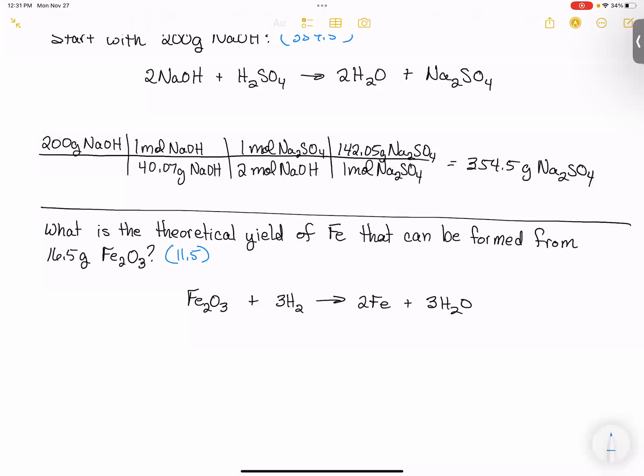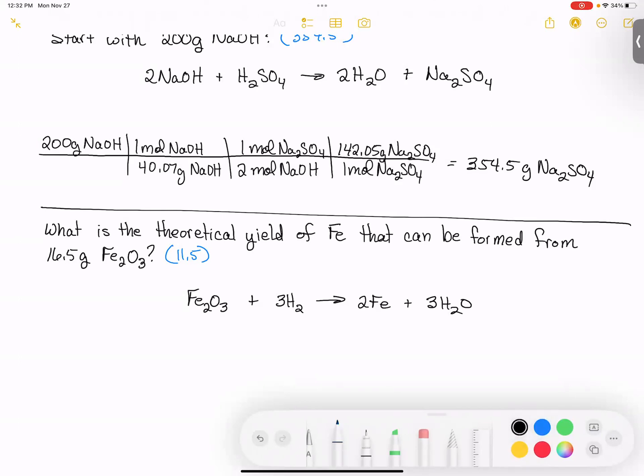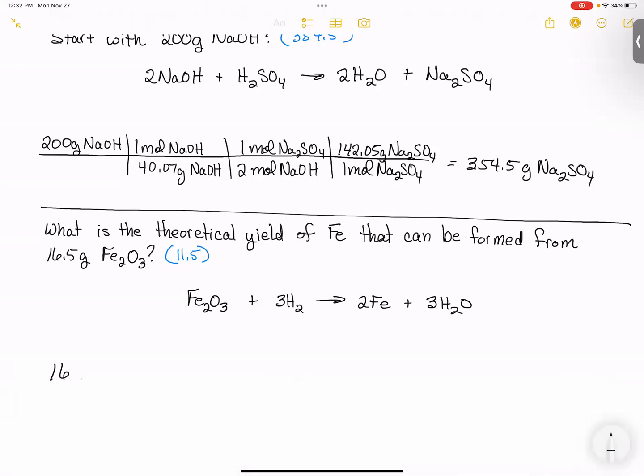Okay, let's see how it's going. So you would have had 16.5 grams of iron 3 oxide that you started your equation with.